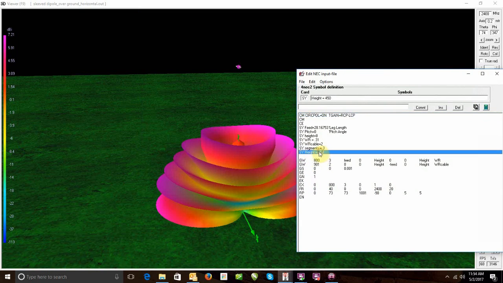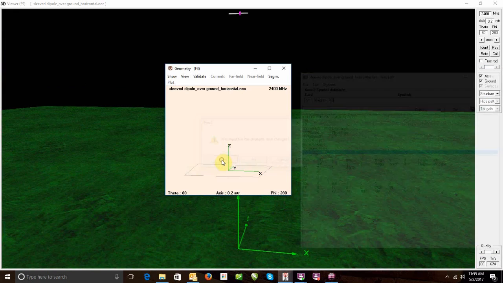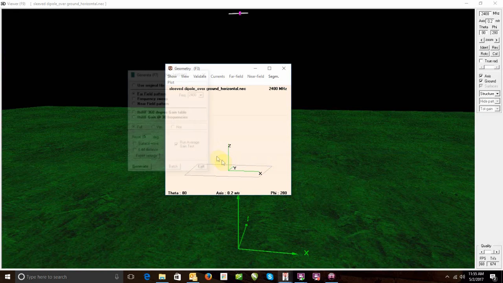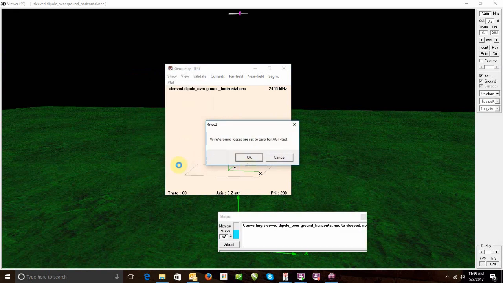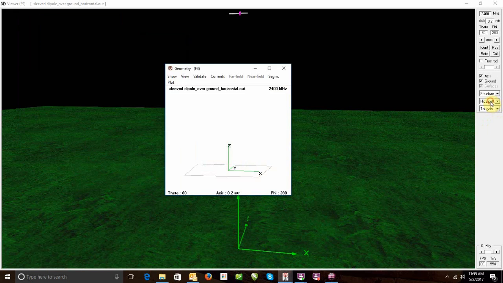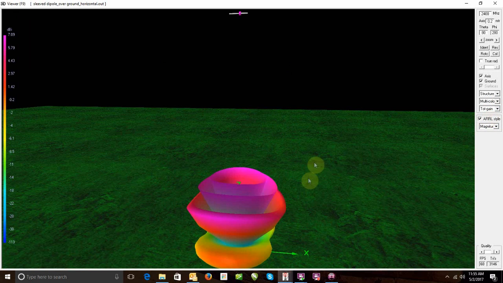Here's my height, 450 millimeters. Now, when I stand, it's 760 millimeters above the ground. This seems a little odd, but I'm short and I hold my arm straight, so this is actually the height. We're going to save that, go back in here, and model it again. Let's find the radiation pattern.